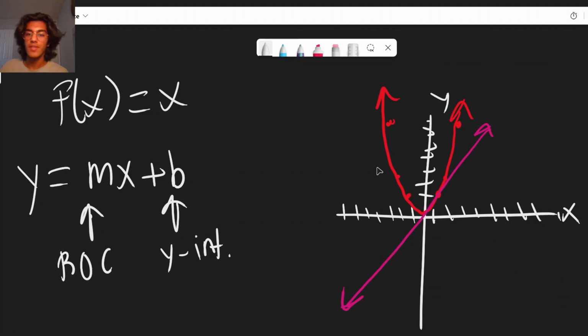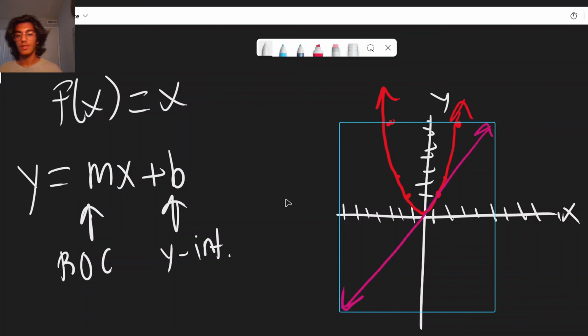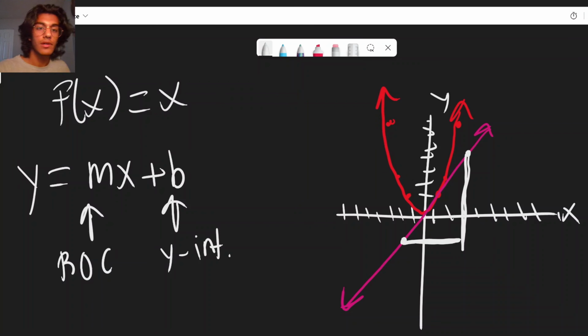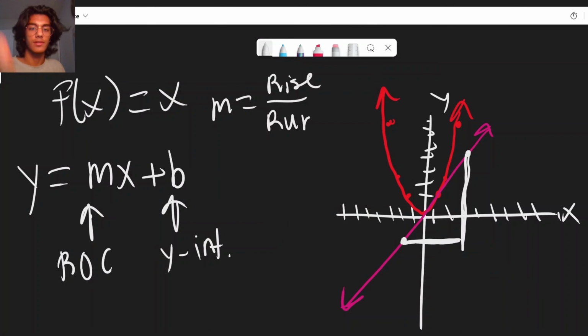Now your rate of change is basically how steep your graph is. This is especially easy for linear functions because the rate of change is constant. Whatever 2 points you pick, and this is how you calculate it, if I pick this point here and this point here, what I'm looking at is the difference in the vertical distance between these 2 points divided by the horizontal distance between these 2 points. That is your rate of change, aka m equals rise over run.